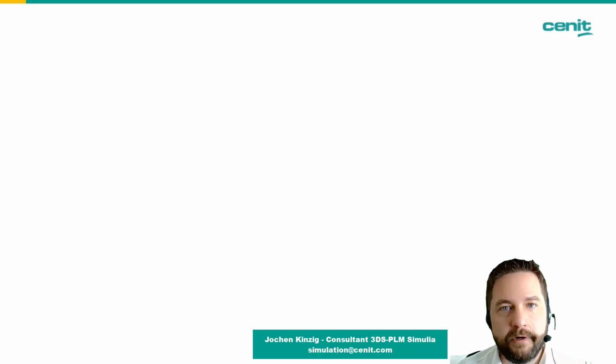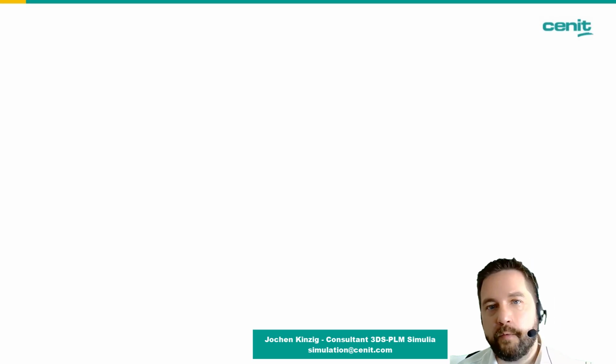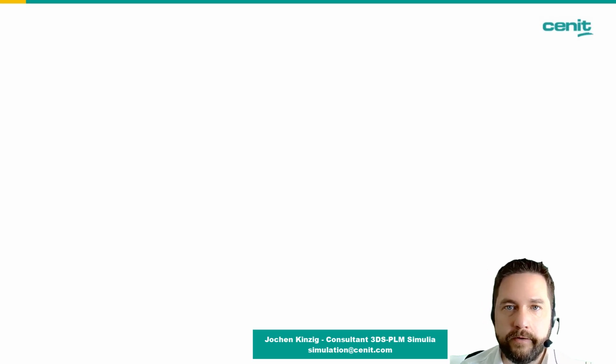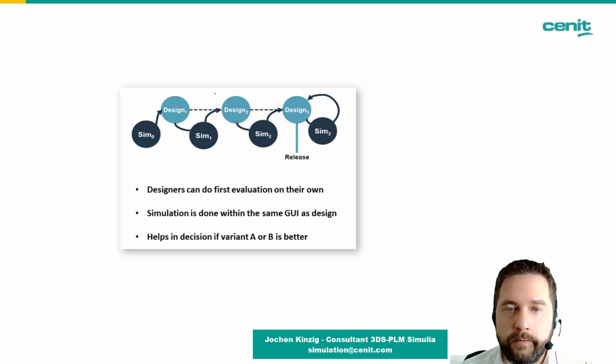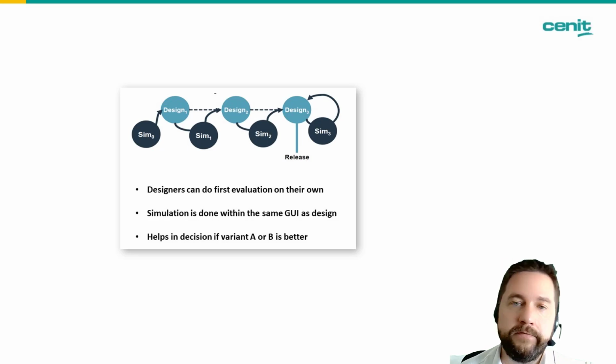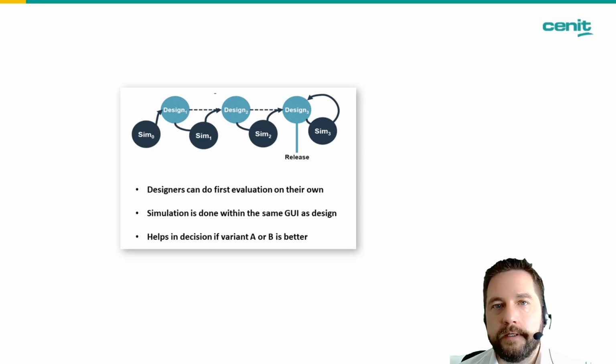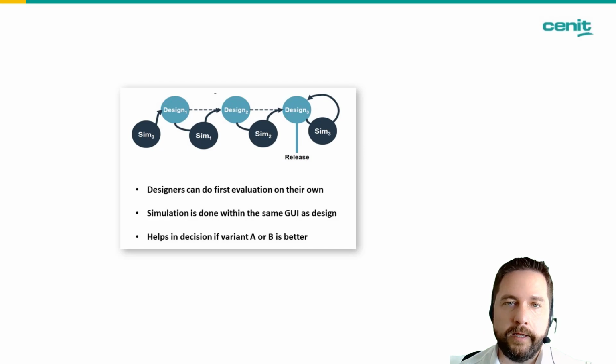Today it's part two of Simulation for Designers. In part one, I showed how a designer can calculate his own models within the 3D Experience platform. Today I would like to show you how designers can calculate their models when they create the models with Catia V5. That's also possible, and it's the same procedure, so the designer can calculate his own model, check if everything is okay, and in the end he can hand his model to the simulation expert. So let's have a look inside.